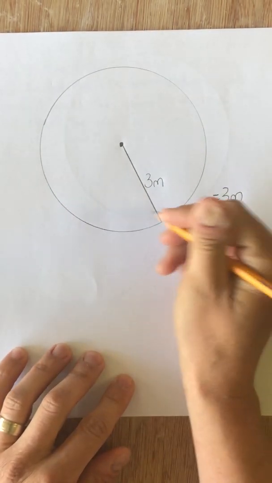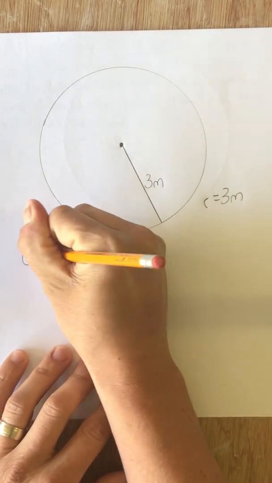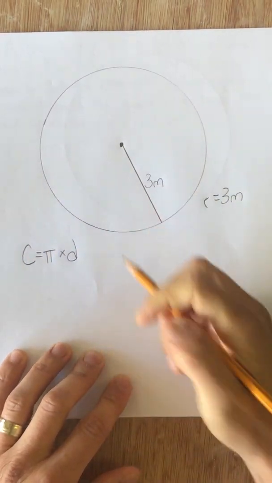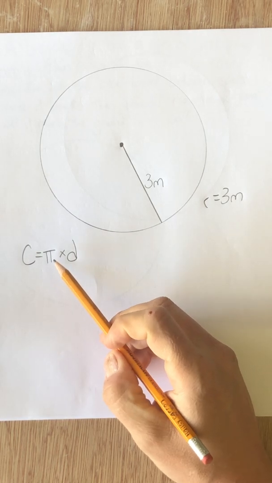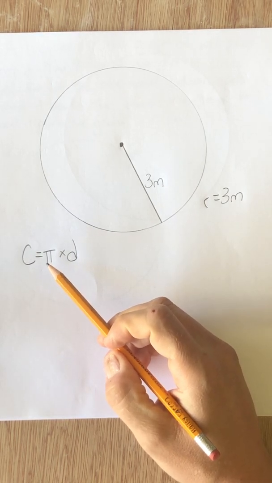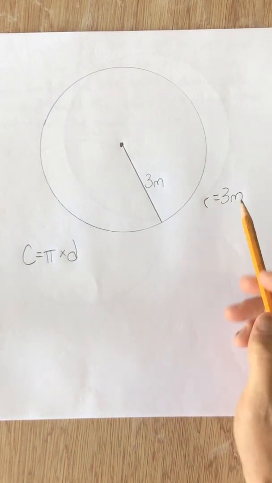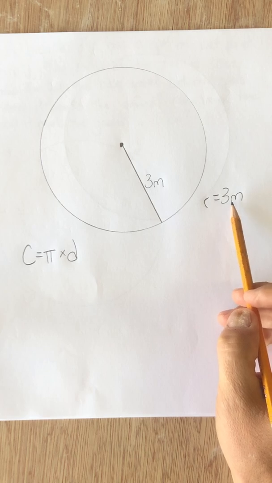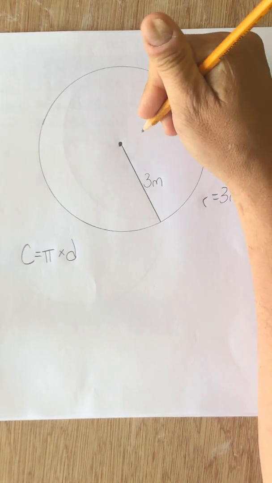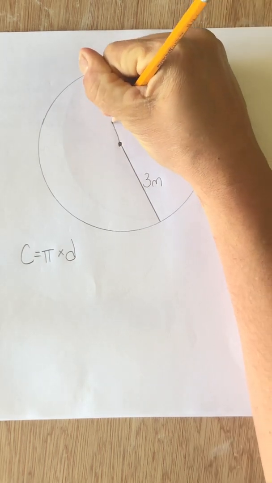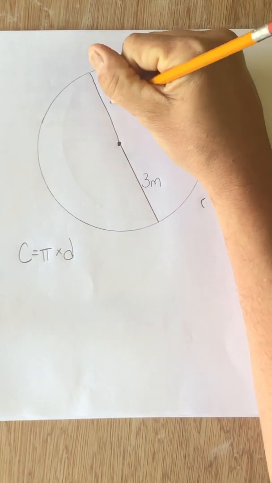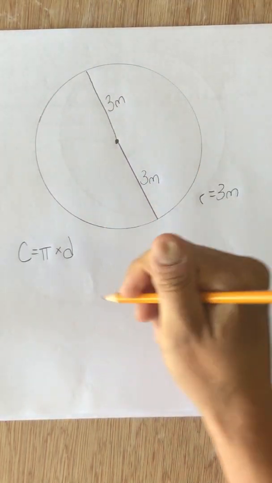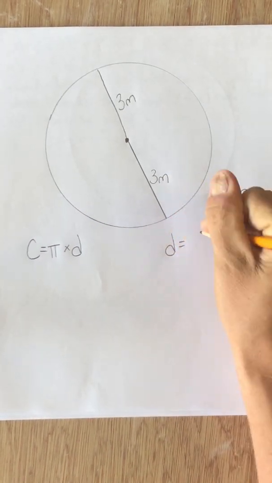We learned yesterday that our formula for finding the circumference is circumference equals pi times diameter. This symbol here is pi, which is 3.14. We're given the radius, so that's not the number that we need. We need to find out what the diameter is. We're very good at this now. If the radius is 3, then the diameter would be 2 radiuses, 3 meters and 3 meters, all the way across. So the diameter would be 6 meters.